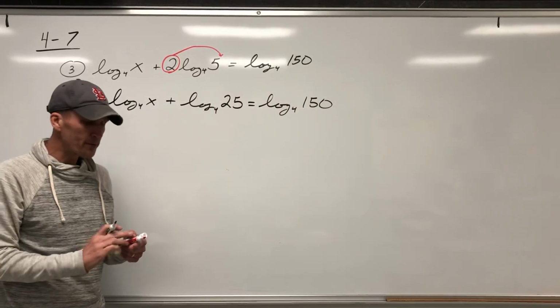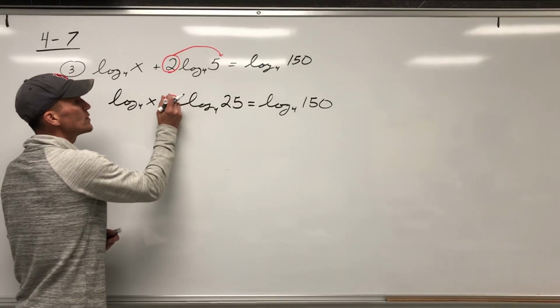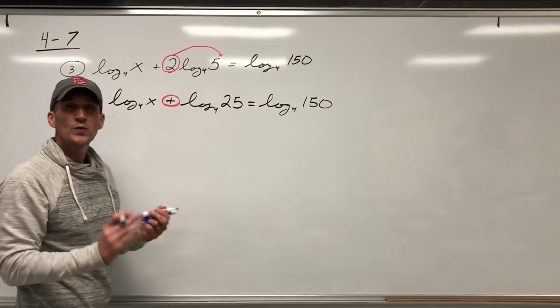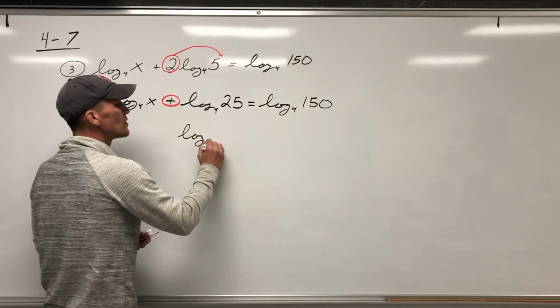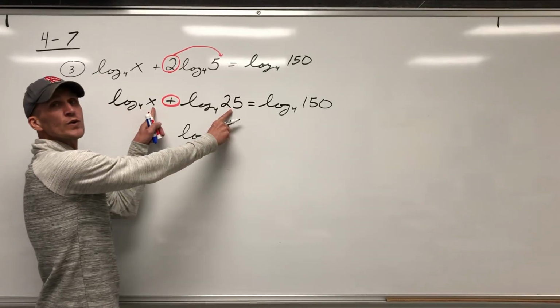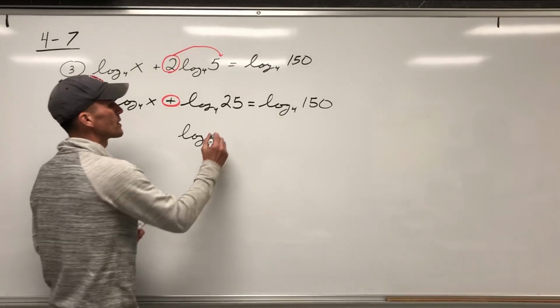Now the other property is we want to get a single log on the left side. So what do we do when there's a plus sign in between two logarithms? Well, we can condense it to a single logarithm as long as we know what to do with those arguments. And we multiply them. This is called the product property.